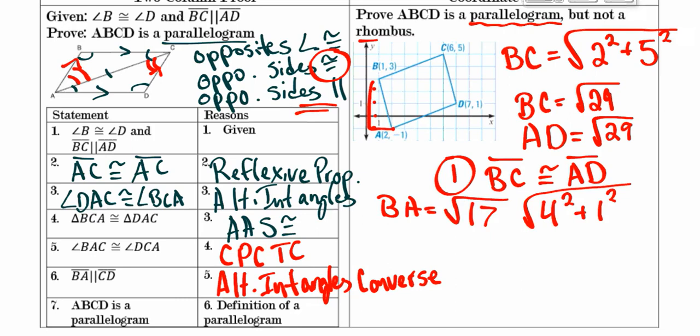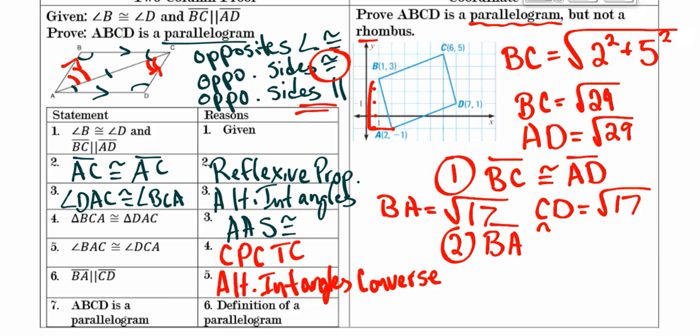Again, it's not a coincidence. CD is going to be the exact same thing. It's also going to be the square root of 17. So now I've got those two lines as the same length. So BA is congruent to CD. This is what I mean by demonstrate. I showed the length of those two. I demonstrated that that is a parallelogram. Those two pairs of opposite sides are the same.